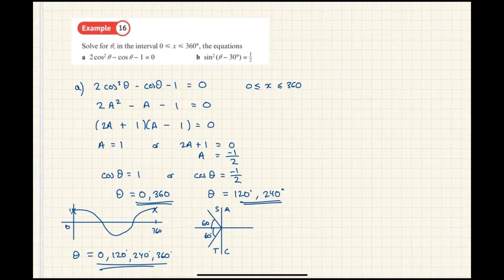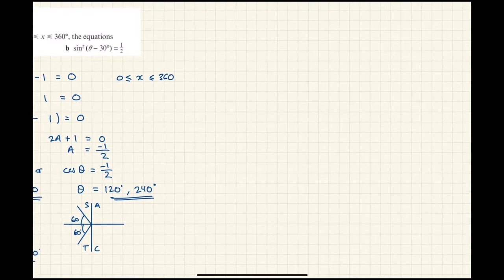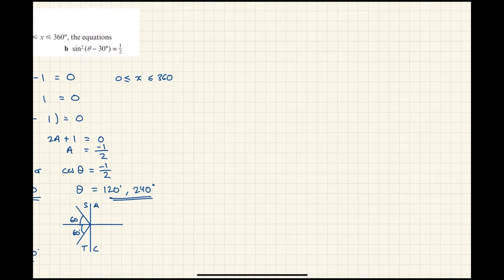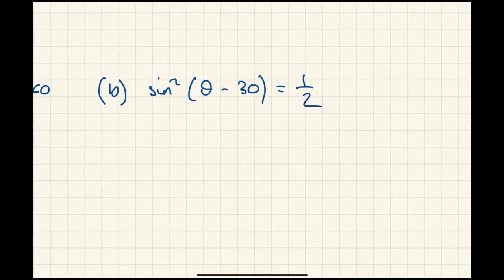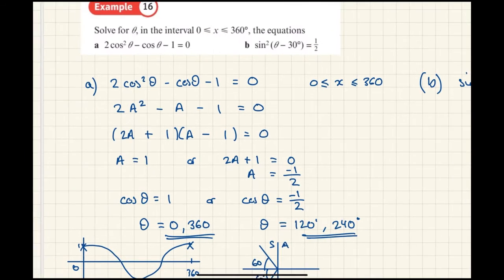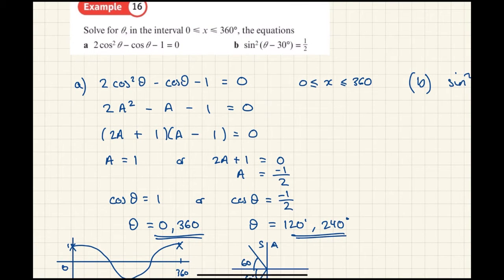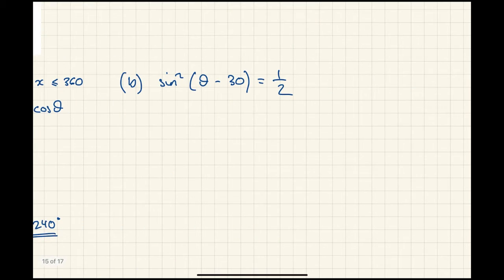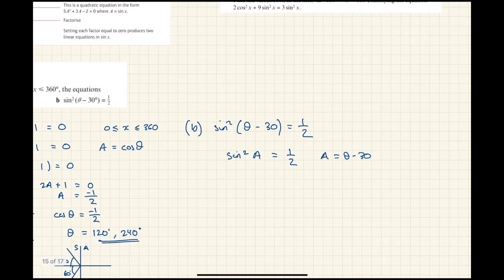Part B is sine squared of theta minus 30 equals a half. So we've got sine squared of theta minus 30 equals a half. So again, I am going to do a substitution, but slightly different this time. Whereas last time, to factorise it, we did a substitution where a was equal to cos theta. This time we're going to do a substitution to say sine squared a equals a half, where a equals theta minus 30. Okay, so it's a slightly different sort of substitution.